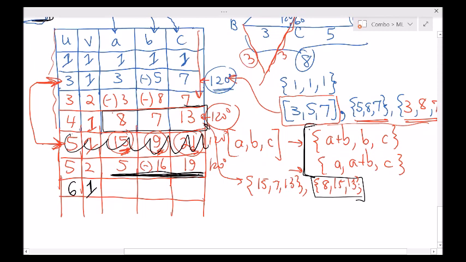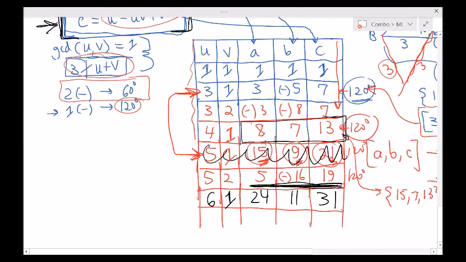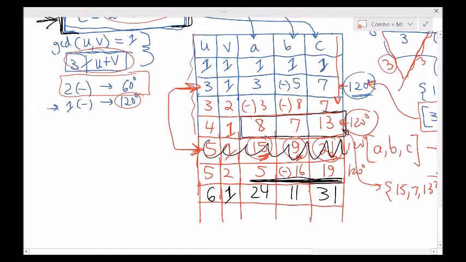Right. Okay, so if you do 6, 1, you'll get 24, 11, and 31, I think, right? Okay, and because there's a single minus sign, that means it's a 120-degree triangle. So let's have the theorem in front of us. I think the minus comes out here, right?